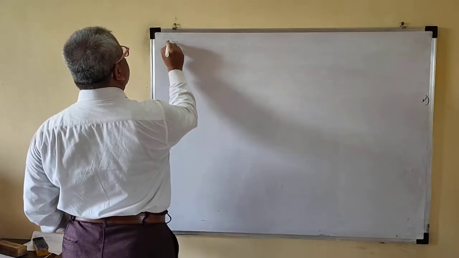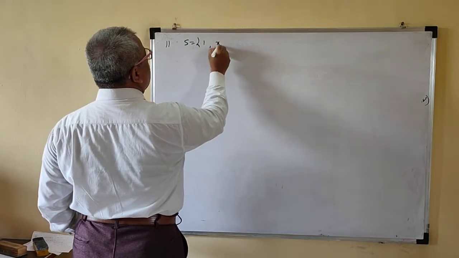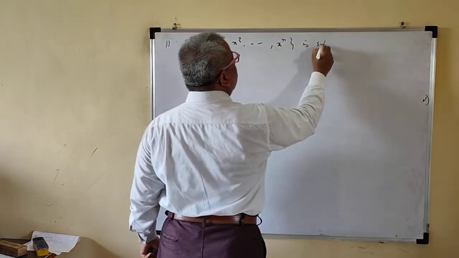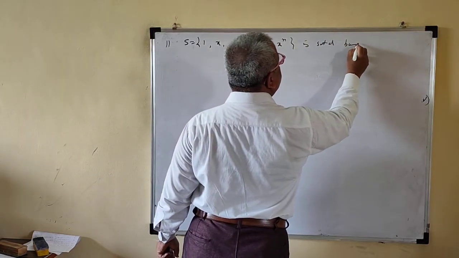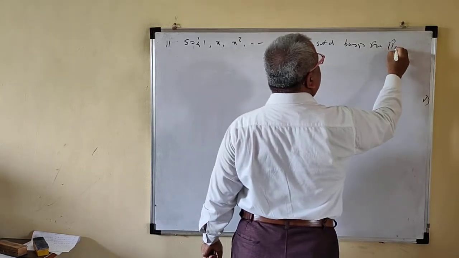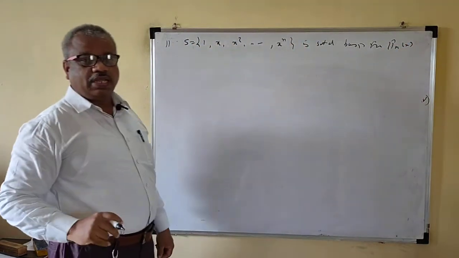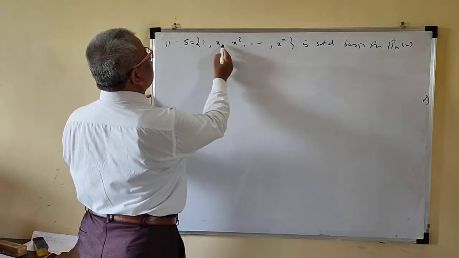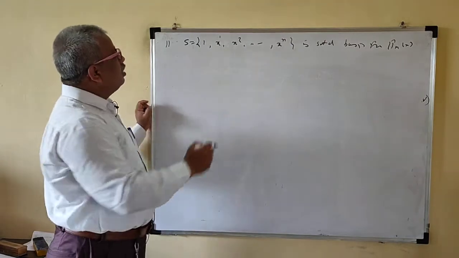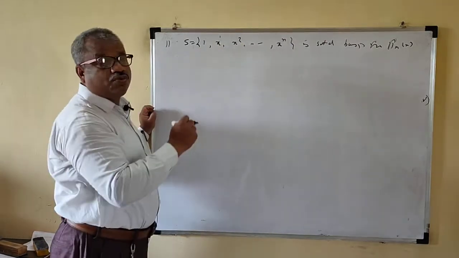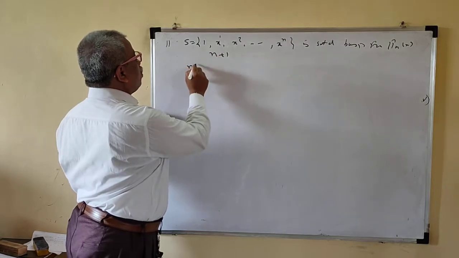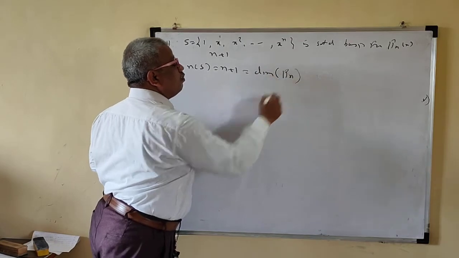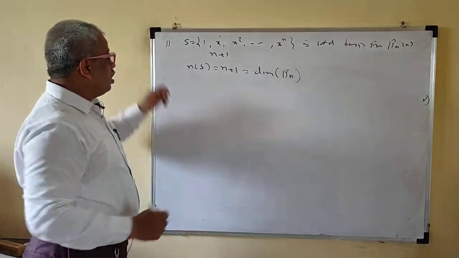Now, you know this is Pn. S equal to {1, x, x squared, ..., x to the power n} is the standard basis for Pn(x), that is, polynomials of degree less than or equal to n in x. So how many vectors are there? This is 1, which is x to the power 0, up to x to the power n, so these are n plus 1 elements. So the number of elements in S is n plus 1, and this is the dimension of Pn.